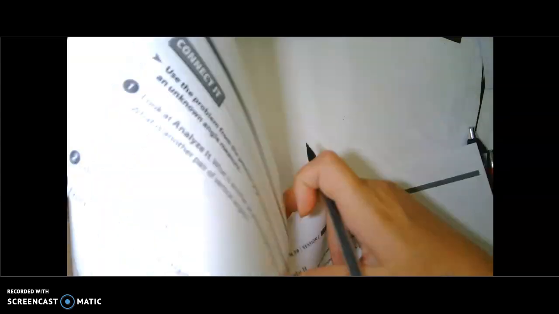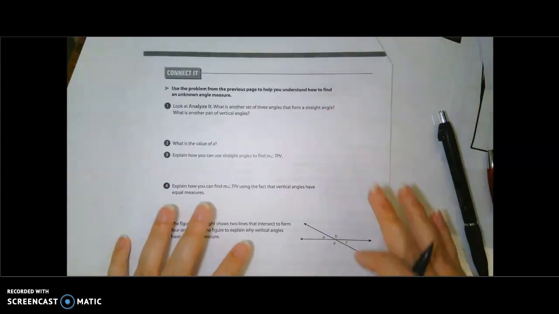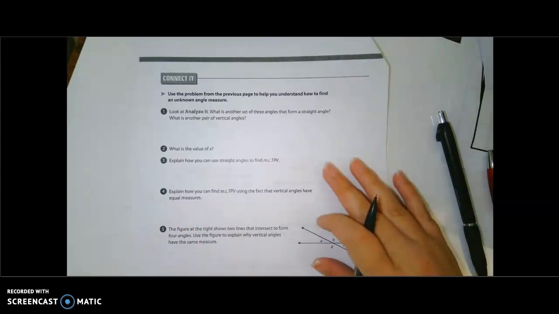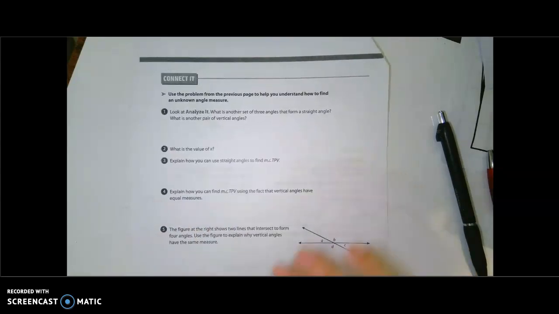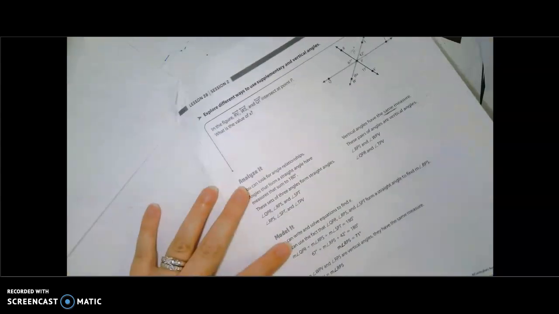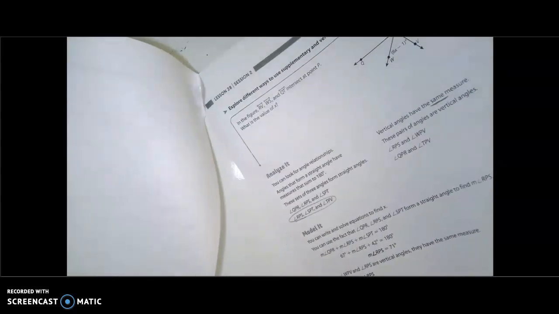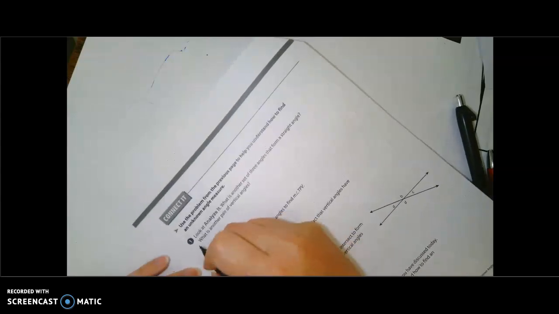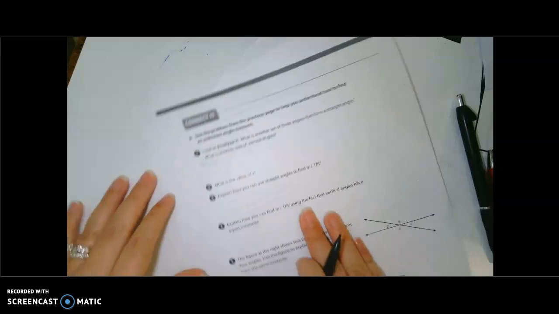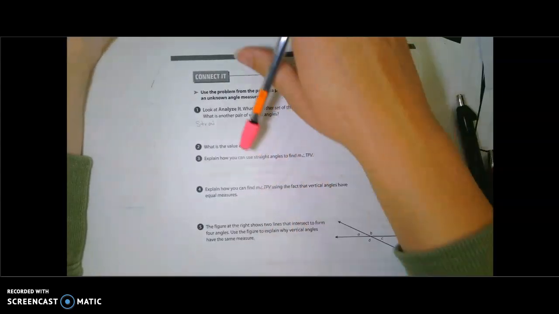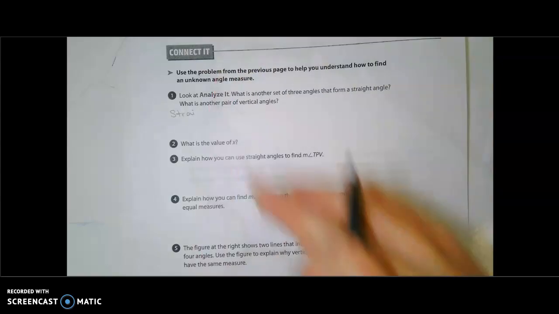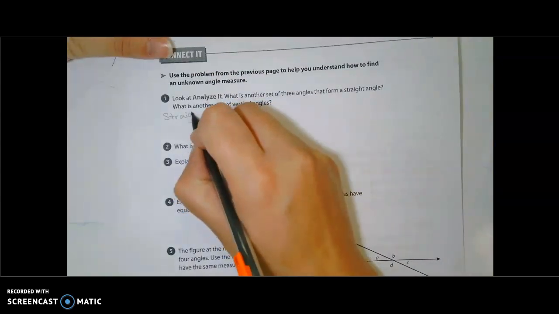So then when we turn the page, it tells us to look at the analyze it. And what's another set of angles that form a straight angle? Well, when we look at the analyze it, that's these three angles right here. So we're going to put angle RPS, SPT, and TPV right here. Another pair that forms a straight angle. Here I am not making it easier for you to see, and that's on me. Straight angle.